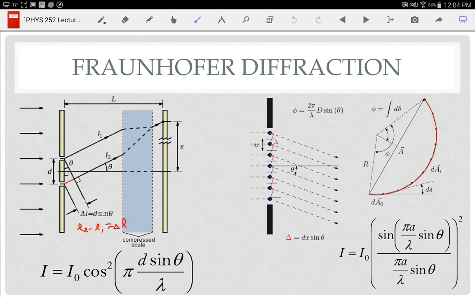Now, this is a more complicated function, right? It's very simple to see that the numerator is going to be 0 anytime that pi a over lambda sine theta is an integer multiple of pi. Right? Because sine of 0 is 0, sine of pi is 0, sine of 2 pi is 0, and so on. So we can see where we're going to have the minima very easily. How would we find where we're going to have the maxima?